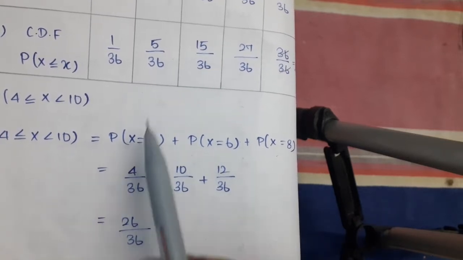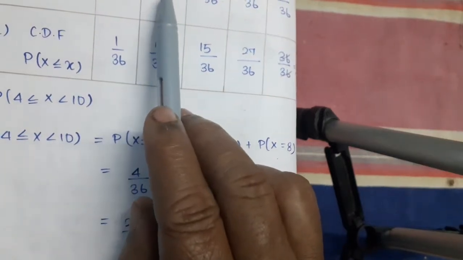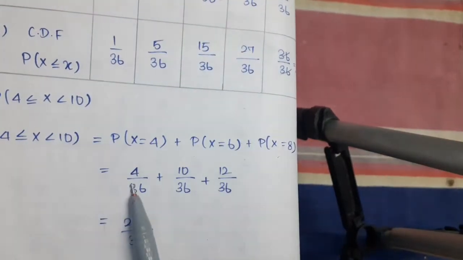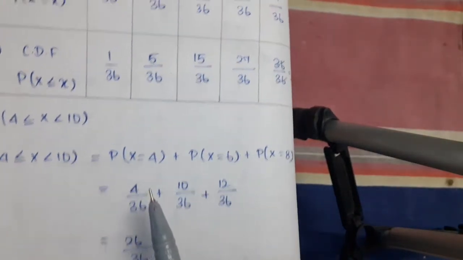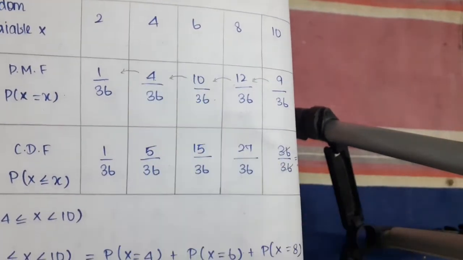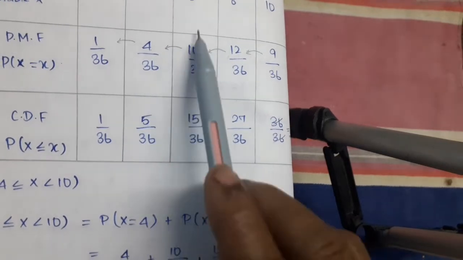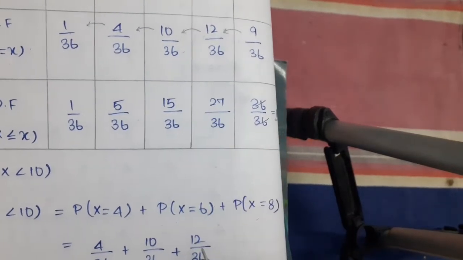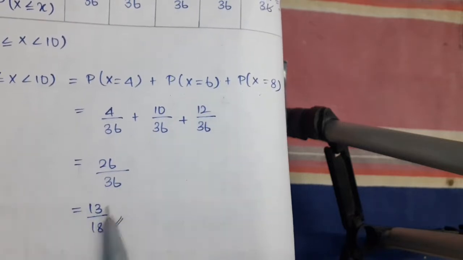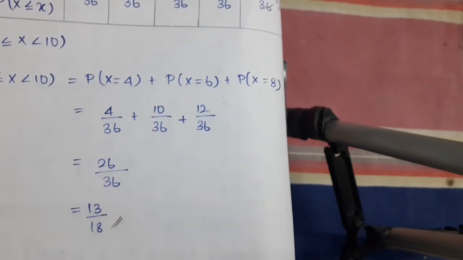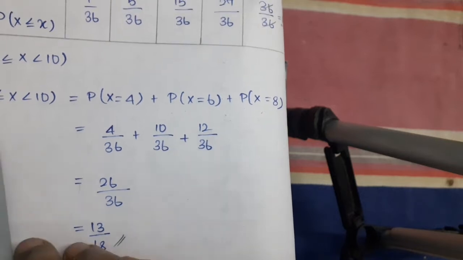X is equal to 4. What is the value? Using the probability mass function, we take the value 4 by 36. X is equal to 4 means use 4 by 36. X is equal to 6 is what? 10 by 36. X is equal to 8 is what? 12 by 36. We add the values, we get what? 26 by 36. After simplification, we get 13 by 18. So very easy only.